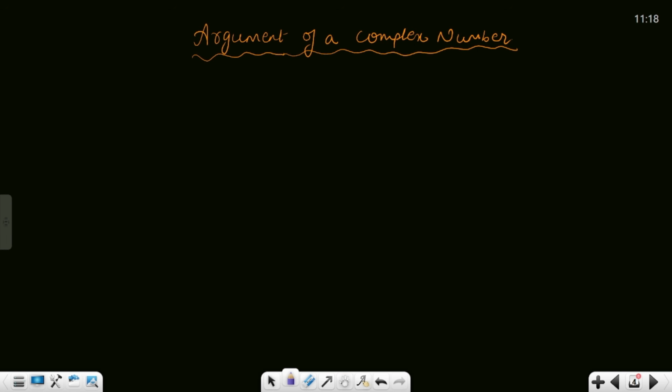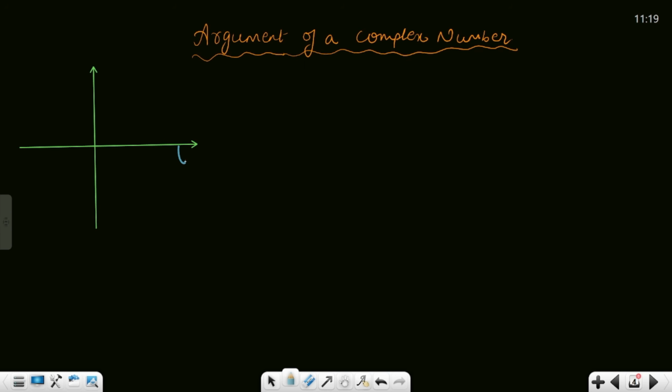So now moving to our third topic of discussion, which is basically argument. Argument of a complex number. So what is the argument of a complex number? Now again, I am trying to draw the complex plane.